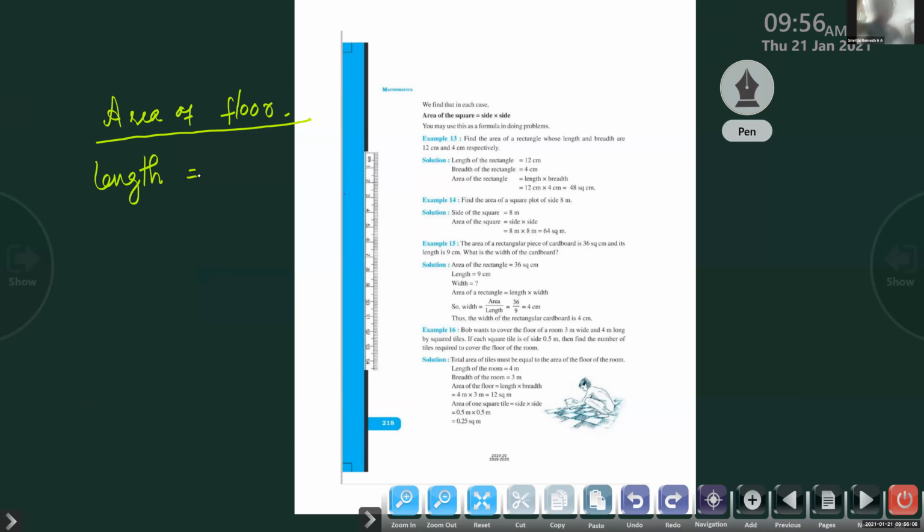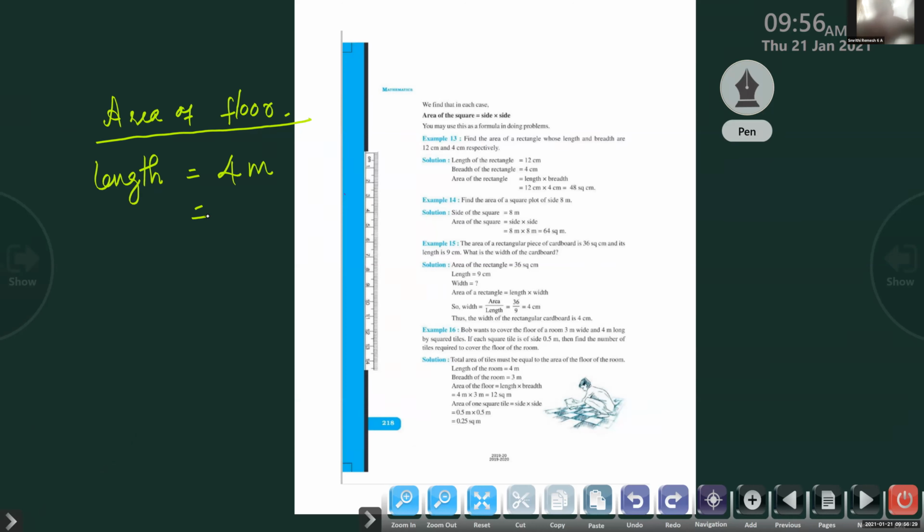Ma'am, length of the floor is 4 meter. Here, children, everything is in meter: 4 meter, 3 meter, and 0.5 meter. So what happens is we need one decimal division there, because we have to divide that by 0.5, right?